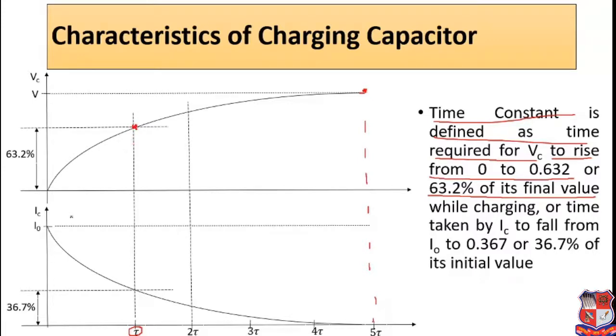Similarly, you can also write for the capacitor current or charging current, where it starts from the maximum value, that is V by R. It starts from the maximum value and it decreases to 36.7%. So you can write that while charging, it is 36.7% of its initial value. I hope that you have understood till here.